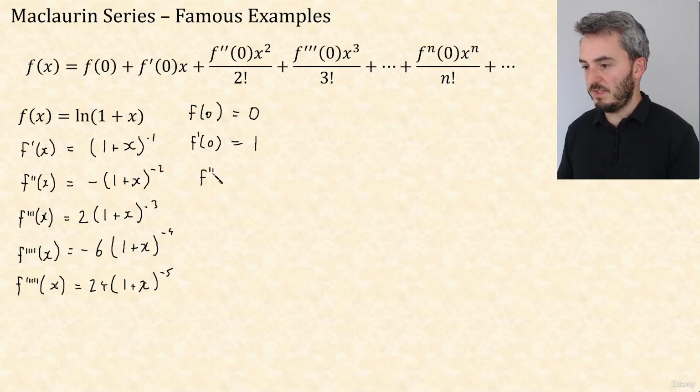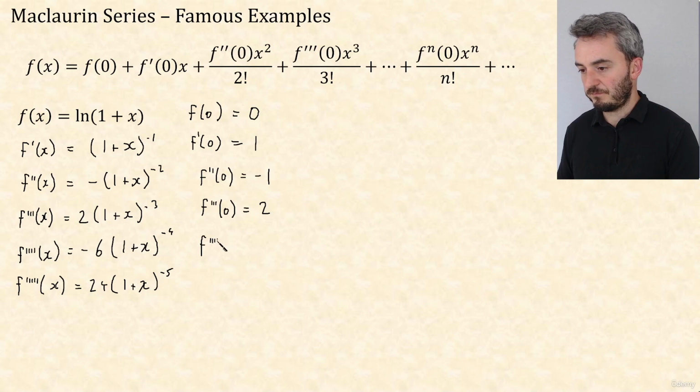That was the first derivative. The second derivative at 0 is just minus 1. The third derivative is 2. The fourth derivative is minus 6. And the fifth derivative is 24.